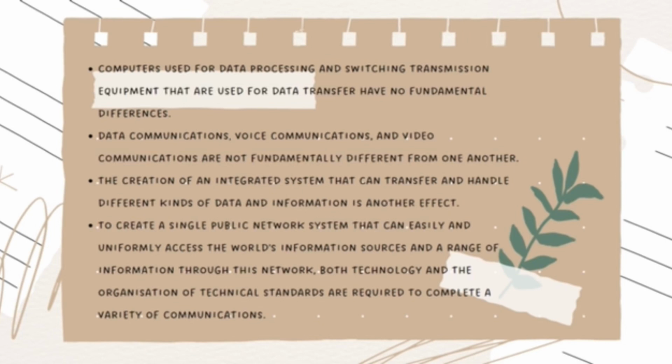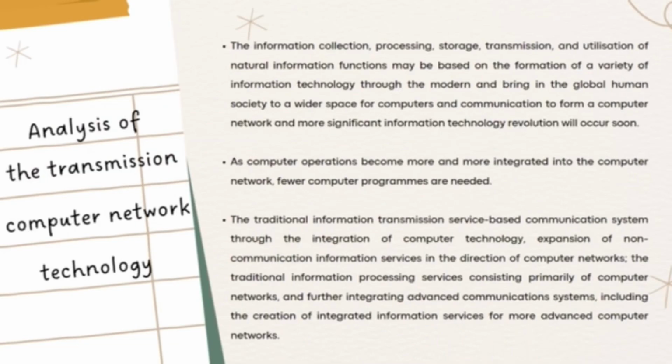The creation of an integrated system that can transfer and handle different kinds of data and information is another effect. In order to create a single public network system that can easily and informally access the world's information resources and a range of information through this network, both technology and the organization of technical standards are required to complete a variety of communication. Okay, next I will explain the analysis of transmission computer network technology.